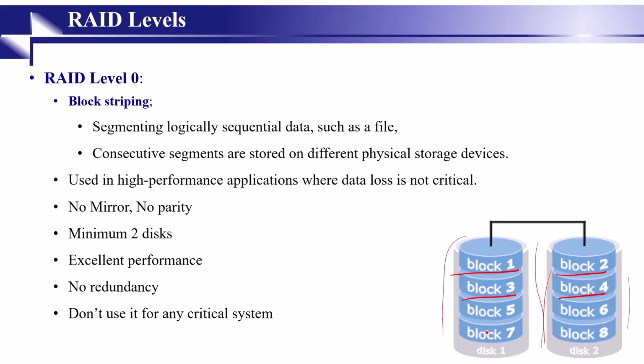But here is the catch. There is no mirroring or parity, so there is zero redundancy. It means if we lose one of these disks, half of the data is already gone, right? So if a disk fails, our data is gone. So don't use RAID level 0 for anything critical. Speed comes at a price.